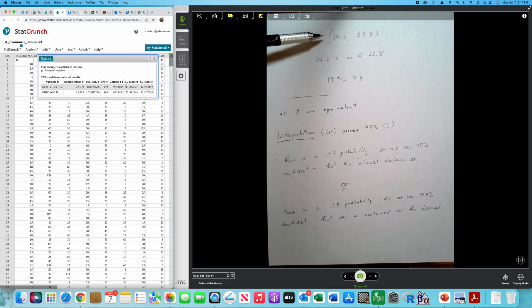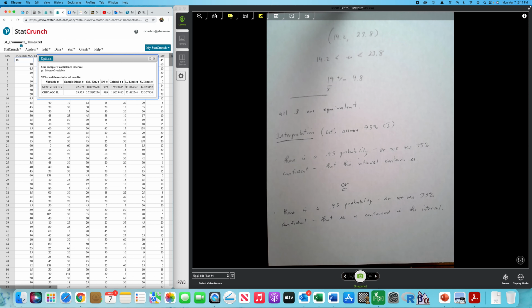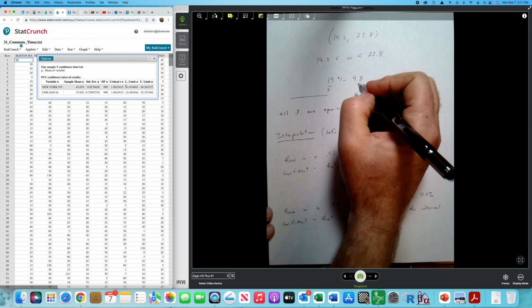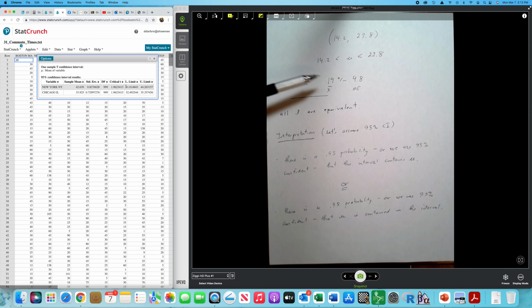So first of all, before we get into the interpretations, remember, if we have a confidence interval like this, it is equivalently presented like this, where X bar is our 19, and this is our margin of error. And go ahead and test it out. You can see that 19 lies in the center, and 4.8 is the margin of error.